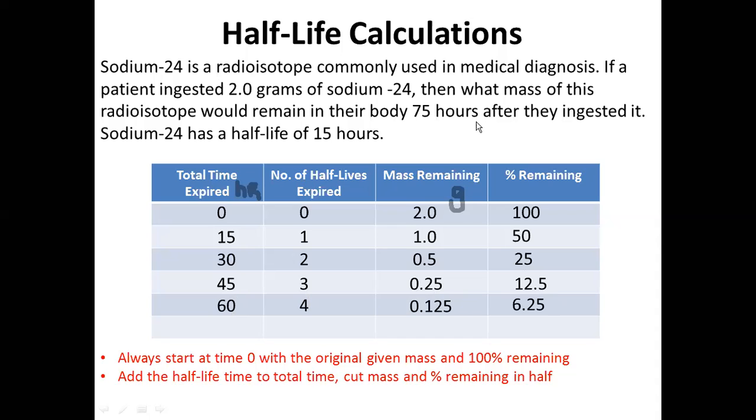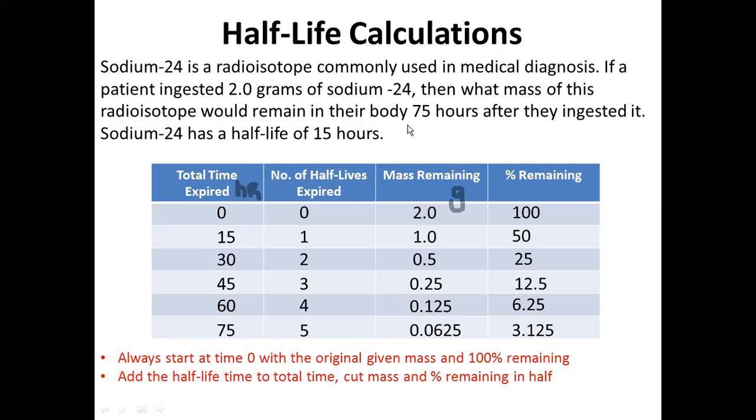Notice we still have not reached 75 hours. Now we add 15 again to the total time. 75 hours have expired. That means 5 half-lives. 5 times 15 makes 75. I just want you to see where that came from. Cut 0.125 in half, you get 0.0625. Cut 6.25 in half, you get 3.125. So what have we just learned?